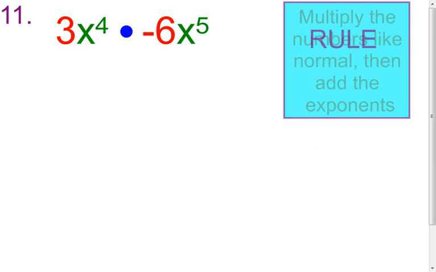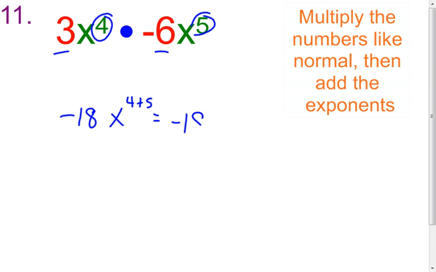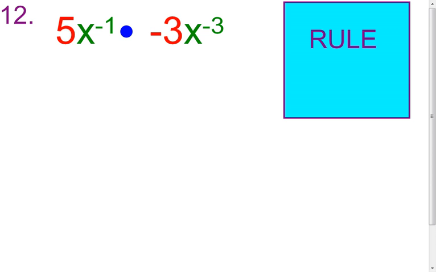All right, here remember that you are going to multiply 3 times -6 to get -18. Add the exponents on your x's, so you will have x to the 4 plus 5, so -18x to the 9th for this one. Here again, multiply the coefficients. 5 times -3 is -15. X to the -1 plus -3.